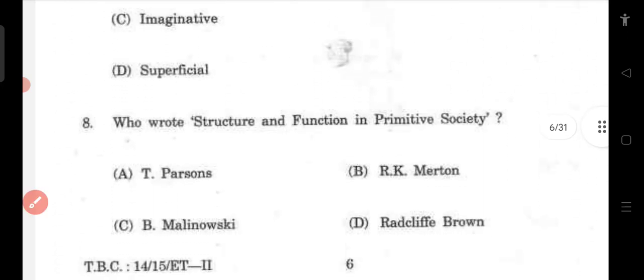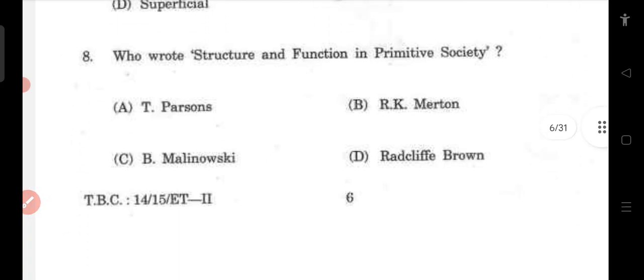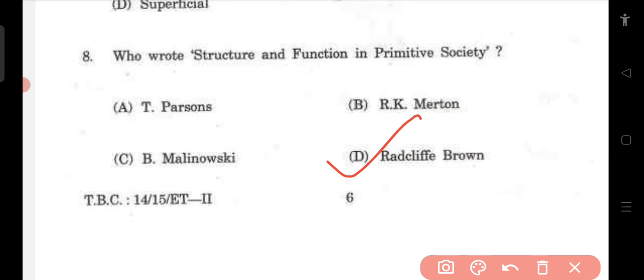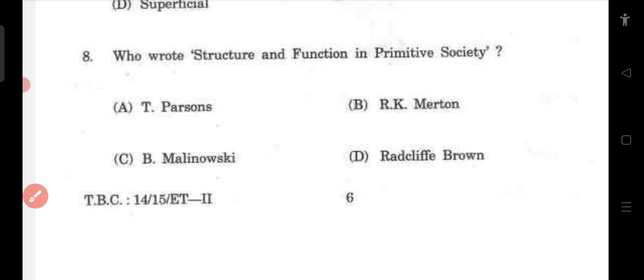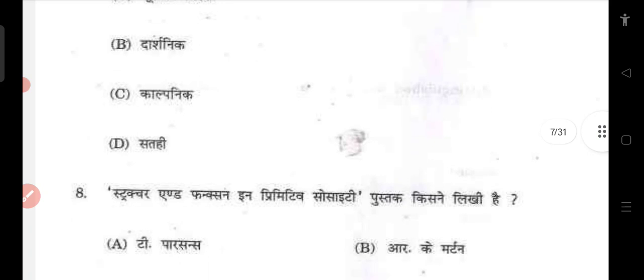Next question is who wrote Structure and Function in Primitive Society, the very famous book written by Radcliffe Brown. Talcott Parsons wrote The Social System in 1952. R.K. Merton's very famous book is Social Theory and Social Structure. Bronislaw Malinowski, who extensively worked on culture and tribes, wrote a book named The Trobriand Islanders. Okay, let's move to the point.